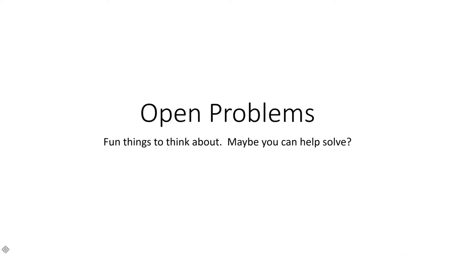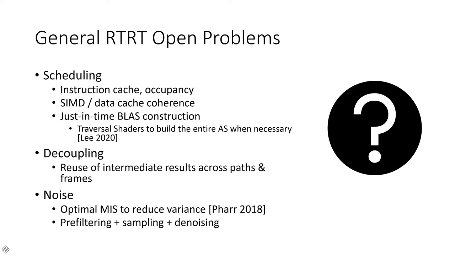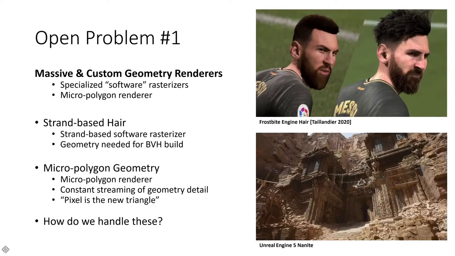Now, for the last section of this talk, let's discuss open problems. So, fun things to think about, and maybe you can help solve. There's a myriad of general real-time ray tracing open problems, whether from the scheduling side, whether that's instruction cache and occupancy and data cache coherence, or things like just-in-time BLAS construction. This great paper by Lee on traversal shaders to build the entire acceleration structure when necessary, but also decoupling. So, talking about reusing intermediate results across paths and frames to denoise, right? So optimal MIS to reduce variance and the whole thing from end to end, like pre-filtering, sampling, and denoising. Some of these are definitely worth looking at and still important to solve.